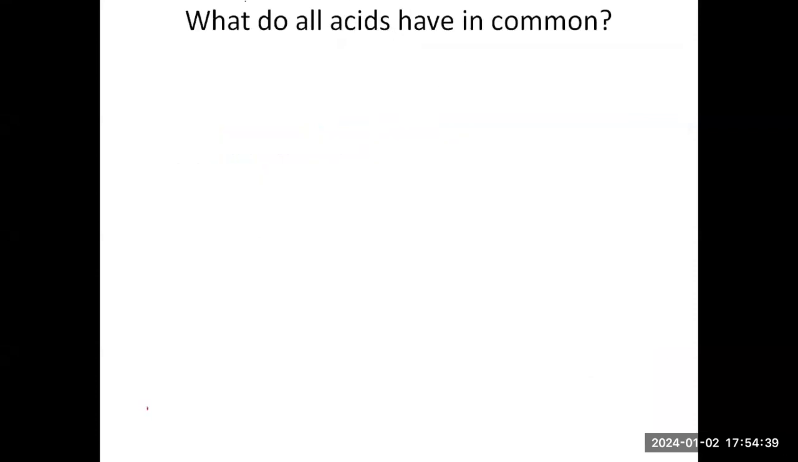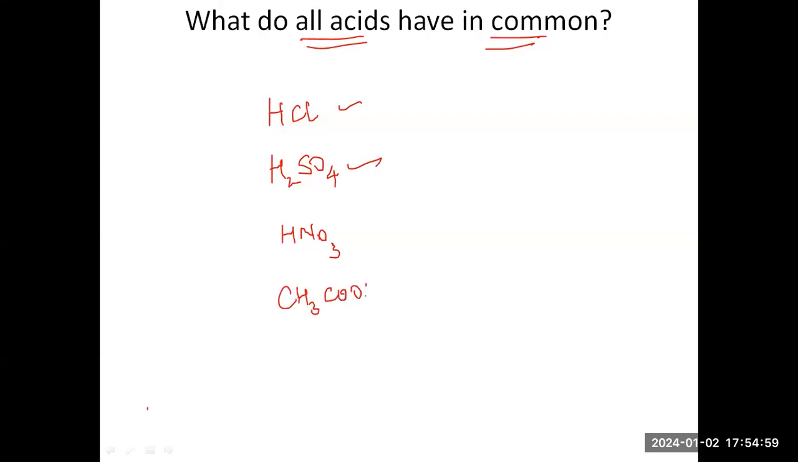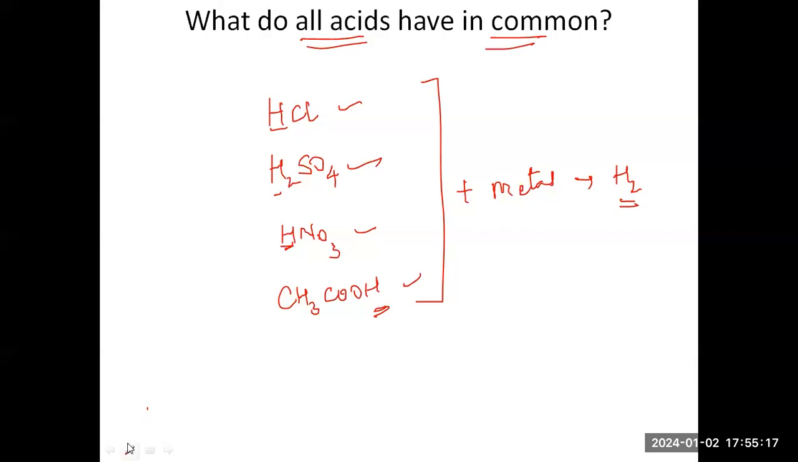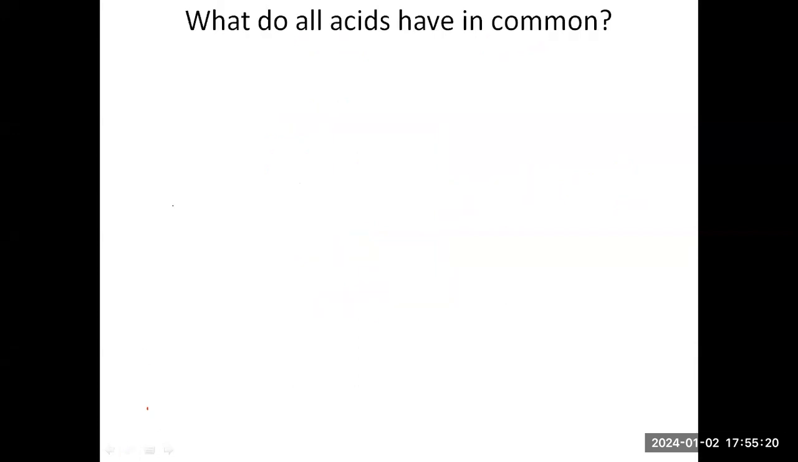Okay. Now, what do all acids have in common? There is some similarity in all the acids, and that similarity is all of them have hydrogen in them. You can see the first one is hydrochloric acid, sulfuric acid, nitric acid, or acetic acid. All of them have hydrogen, right? And that can be proven when they react with metal. Whenever they react with metal, hydrogen gas is produced. So the first answer here is all acids have hydrogen in common.